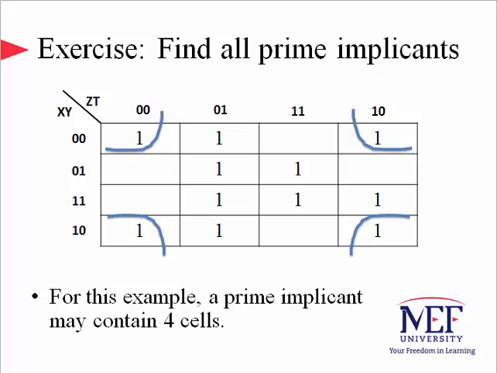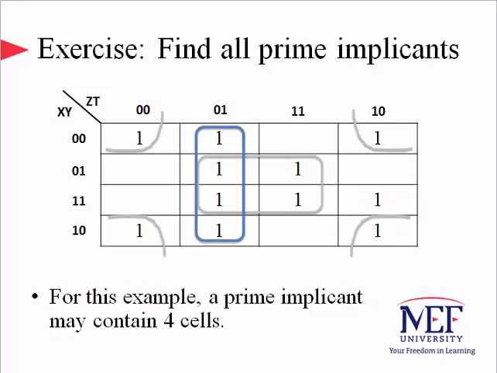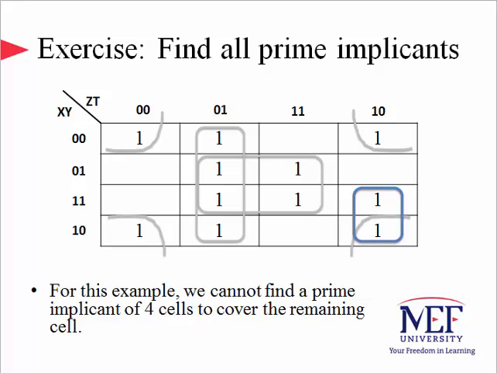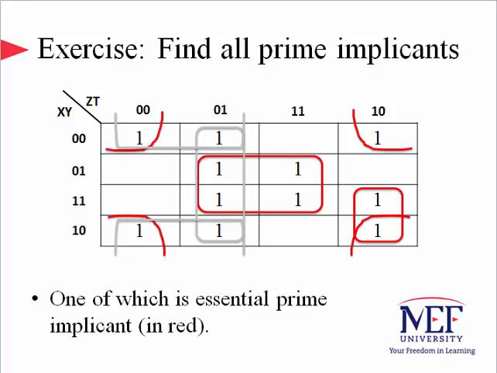So here, for example, a prime implicant that contains 4 cells is shown, that we already covered. The second one is another prime implicant with 4 cells. The third one is another prime implicant with 4 cells. And now here we cannot cover the remaining one using a 4-cell prime implicant, so we use one of the 2-cell prime implicants, and that's shown in the next slide. So we stop once we cover all the ones in the map. This means that we found 5 prime implicants in total, and the blue one is the last one. If you observe the map carefully, we can realize that there are 3 essential prime implicants that are shown in red.